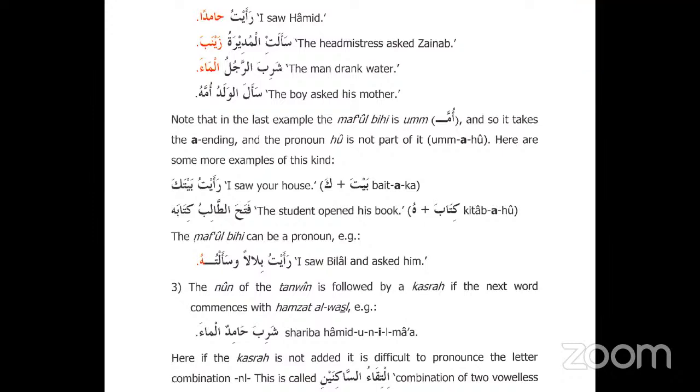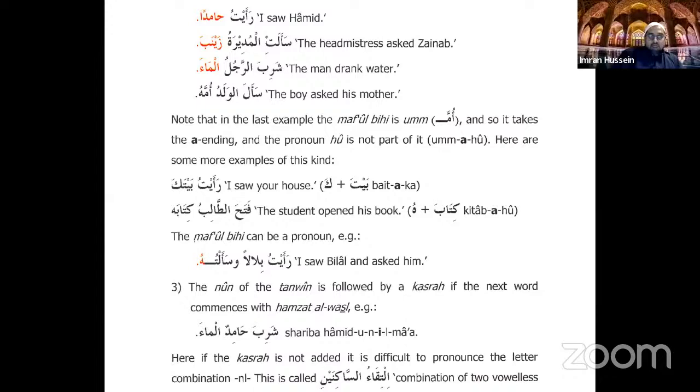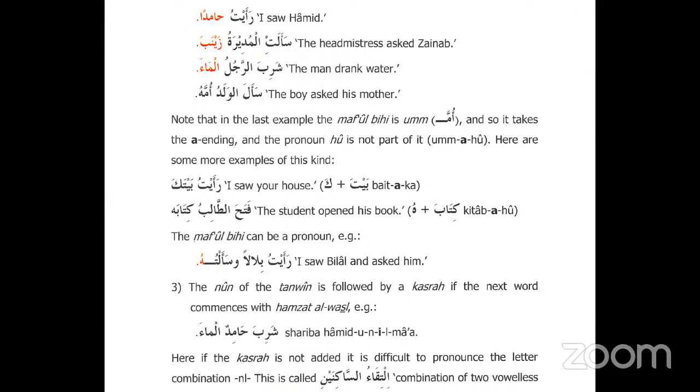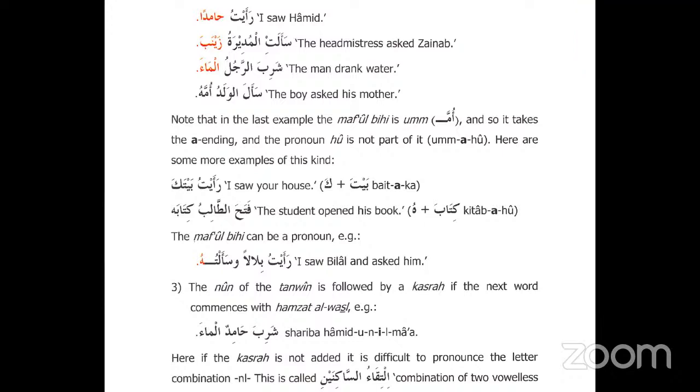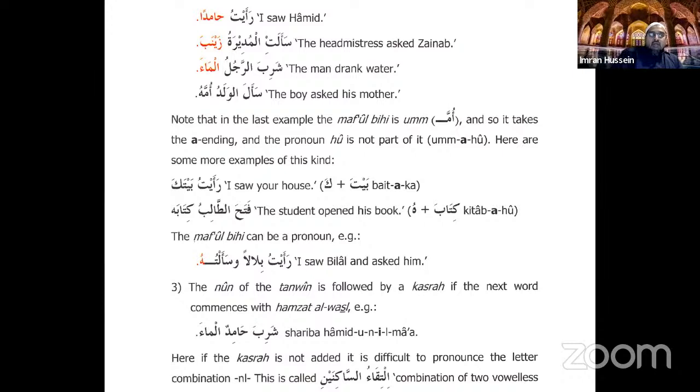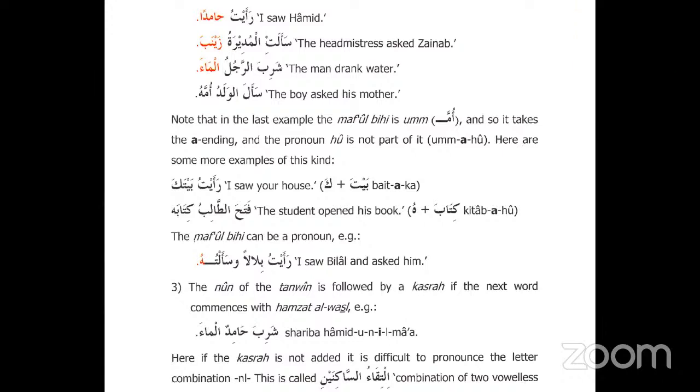Shall I continue? Sa'alatil mudiratu Zainaba. The headmistress asked Zainab. Correct. So mudiratu is fa'il, and Zainaba is mafulun bihi. Correct. Zainab, because it's a diptote noun, that's the reason why it doesn't take the fatha tanween. It just takes one fatha. Yeah. Okay.